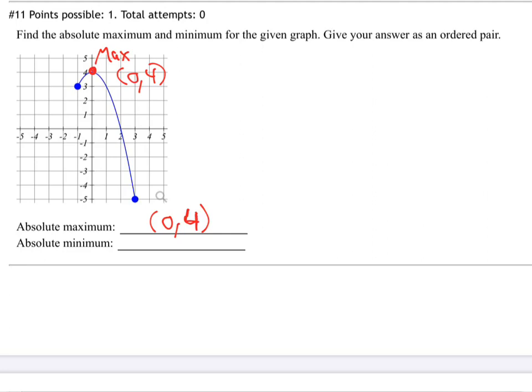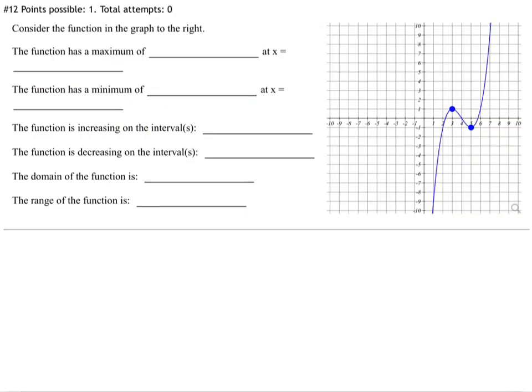And then what's the minimum? Right here? And what's the coordinates of that point? 3, negative 5. Like that. Good there? Just want you to find the max and the min. Okay, so the function has a maximum of what at x? So this time they want us to do the x and the y separately. See how the format's a little different? This won't be a problem on the actual exam because it's multiple choice. But they want separate.